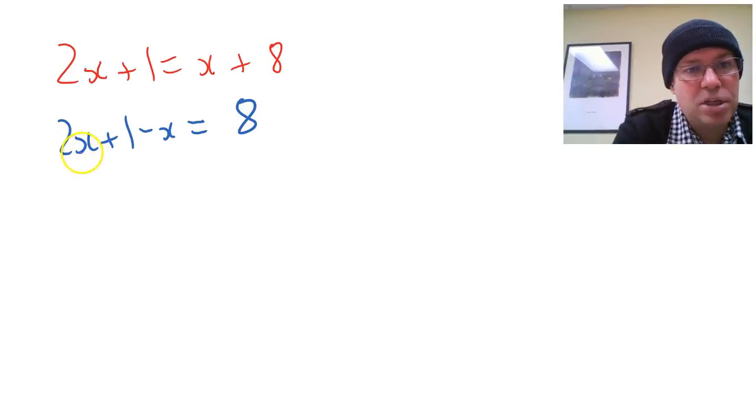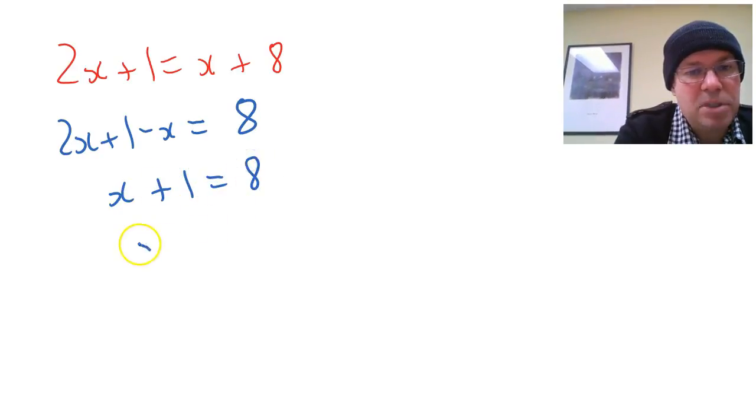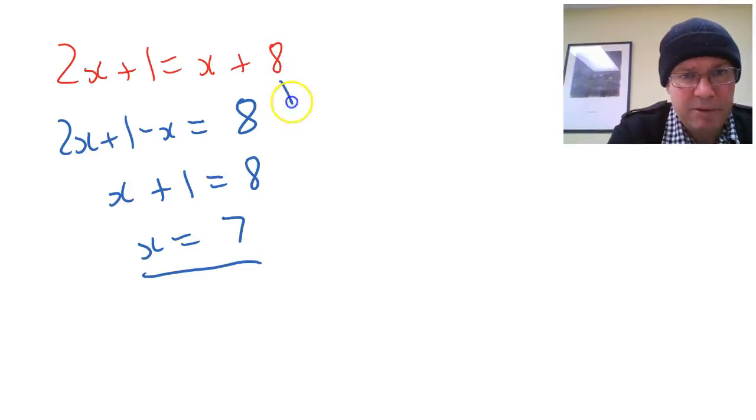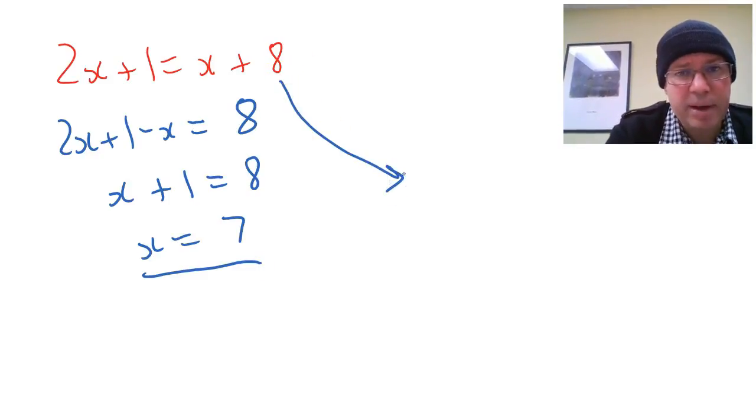Now let's gather our like terms. 2x minus x is an x, plus 1 equals 8. And then we subtract 1 from both sides and we get a 7. Just to show you quickly, if we had done it the other way, subtracted 2x from both sides, I'd have a 1 on the left-hand side.